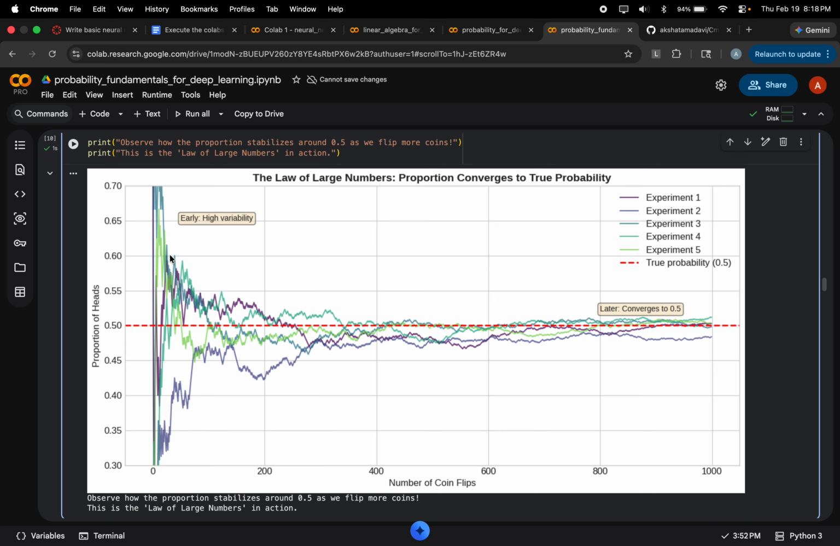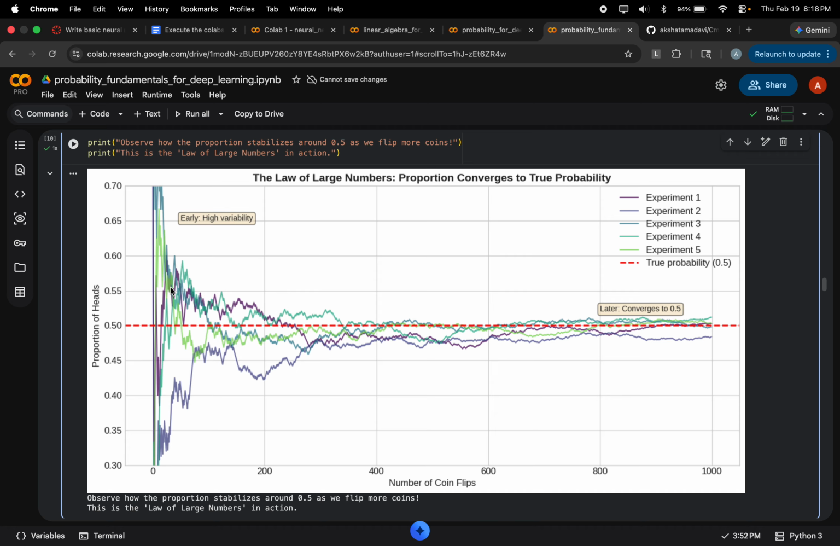So this is the law of large numbers. The proportion converges to the true probability. Because in the first go, if I test it once only and I get heads, the sample shows that it will be heads always if I take only one sample size. But as I increase it, I will eventually go to the true probability.